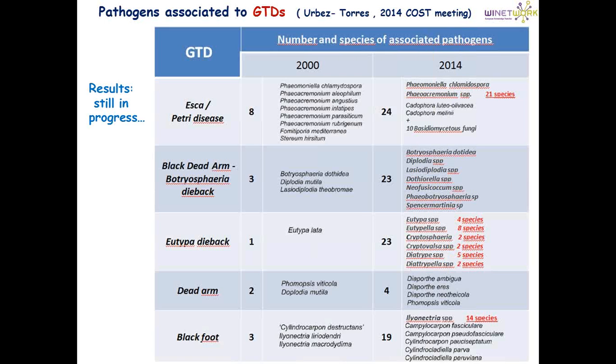So, what do we know now about grapevine trunk disease? The first slide shows you what we learned in these 15 years of study. As you can see, since 2000, the number of species associated to grapevine trunk diseases is increasing, especially, for instance, for Eutypa dieback, or for Blackfoot, or also for Esca and Petri disease.